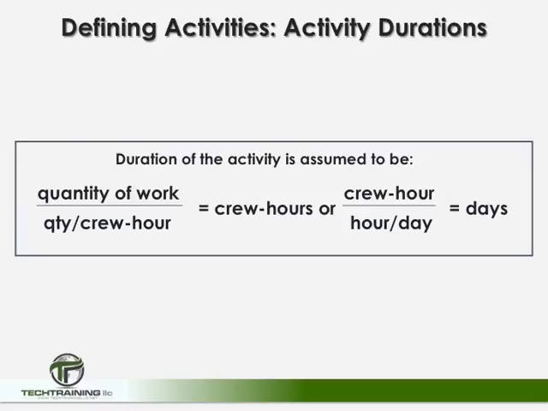So in many cases, what a scheduler will do is tie the estimated time to the estimated costs through calculations. As an example, the quantity of work divided by the crew hours will equal the total crew hours. Or an easier format is simply take the total crew hours divided by the hours in a day is going to give you how many days a particular task is going to take. To emphasize this technique, let's go through a couple of examples.